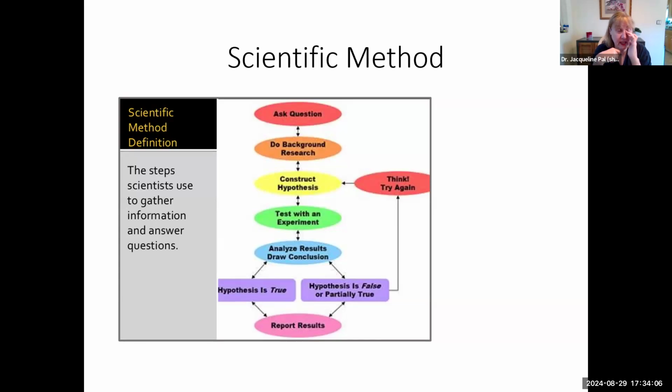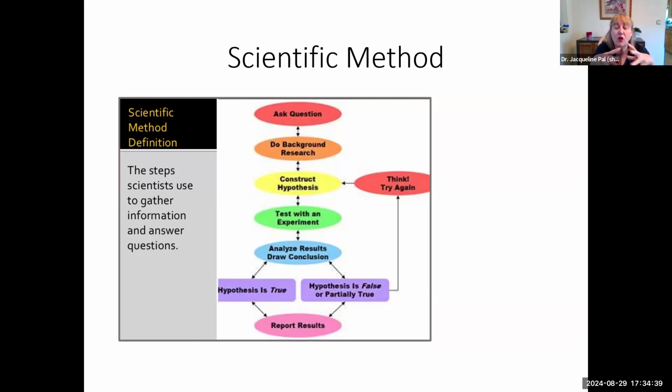And a lot of students think that basically you just create a question or create an experiment, and basically that's kind of going at it backwards. What you have to do first is do some background research. You have to learn about a topic. And when you learn about a topic, then you start asking yourself questions like, what if, or I wonder what would happen when X, Y, and Z.